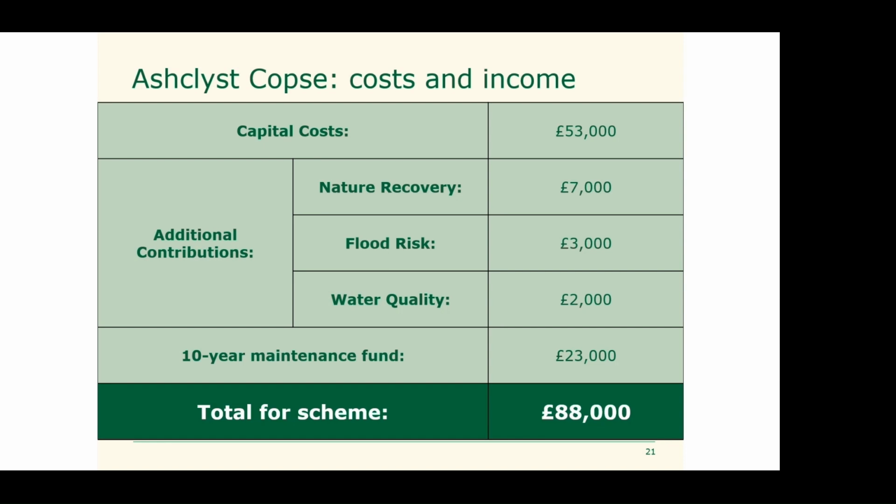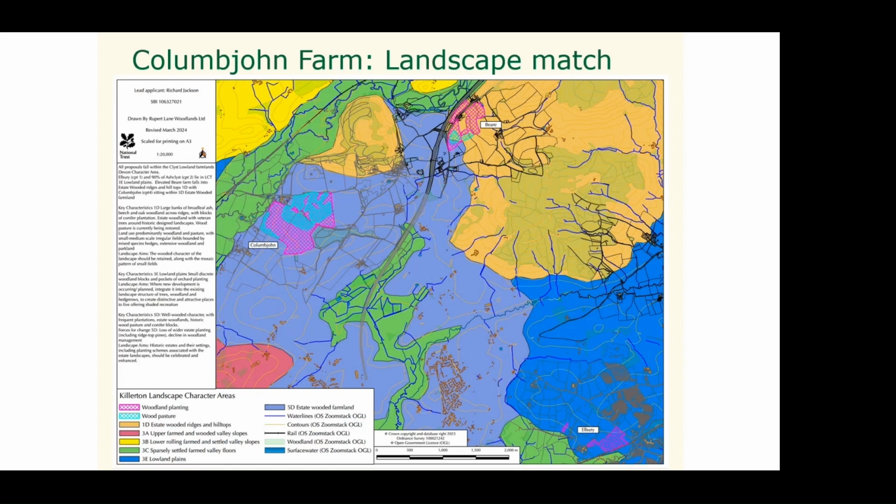So you can see it's a significant amount of money, but it also allows ongoing maintenance to make sure that we do establish those woodlands. So that's Ashcliff's Copse. And now I'm going to move on to Column John Farm.